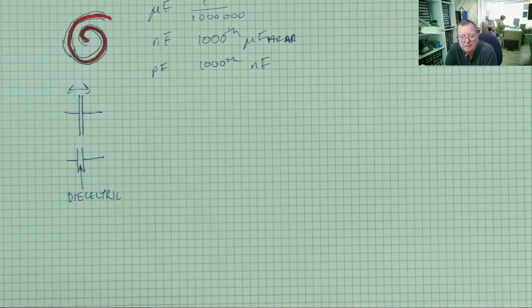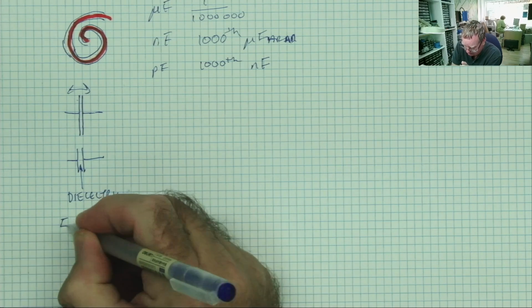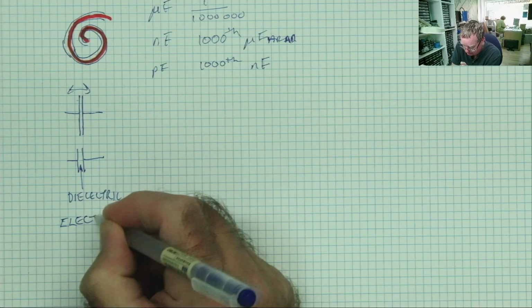Fourth factor, how thin can you make the dielectric? I mean, how thin can you make a piece of paper or a film of plastic? There's a limit, yeah? So to get very, very high capacitance in a small device, we need the plates to be extremely close together. And the way that's done is with electrolytic capacitors.